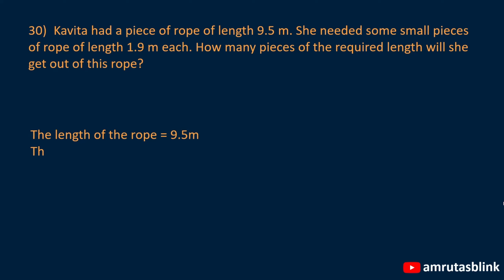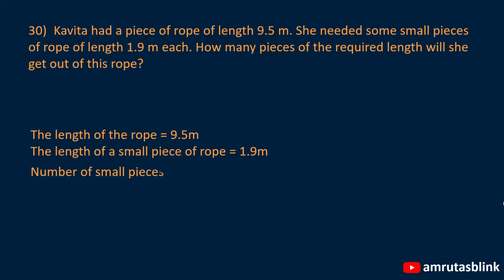Now how much length does she need? She needs a small rope of, let's say, 1.9 meters each. The length of the small piece of rope is 1.9 meters. So how many such pieces can she create? The number of small pieces of rope she can create is 9.5 divided by 1.9. 9.5 divided by 1.9 means actually 95 divided by 19, which is equal to 5. That means she can create 5 pieces of the required length out of this rope.